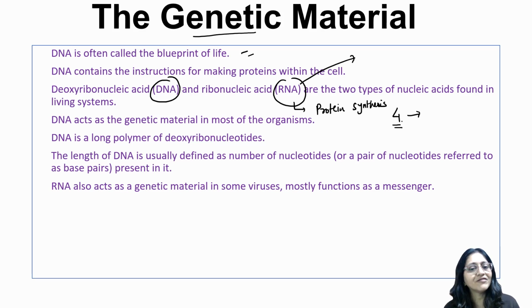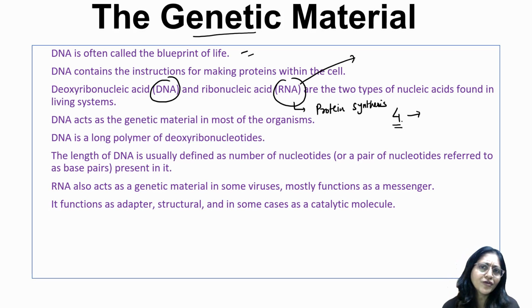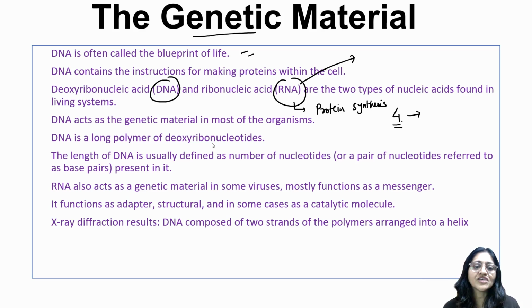Further, RNA will act as a genetic material for a few viruses. In addition to that, it helps in protein synthesis, as I had just mentioned. It functions as an adapter. In some cases, you will observe it acts as a catalytic molecule. It is specifically designed to copy the information which is present on DNA and pass it on in the form of proteins. So we can say it helps in expressing the information which is written on the DNA.